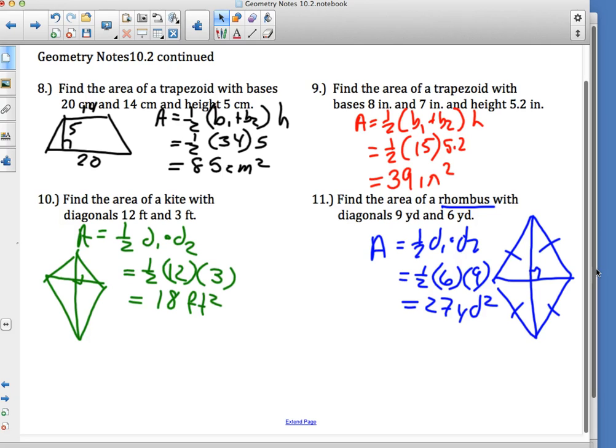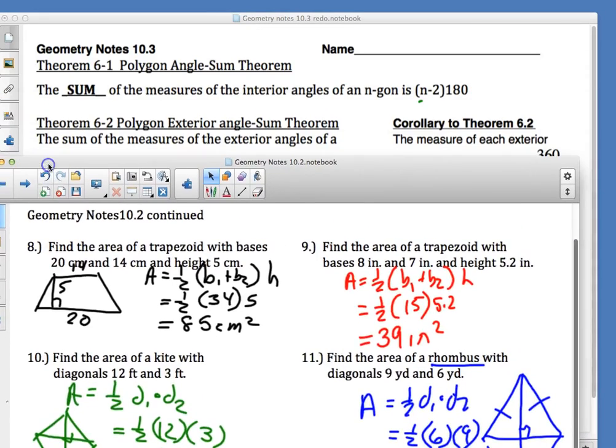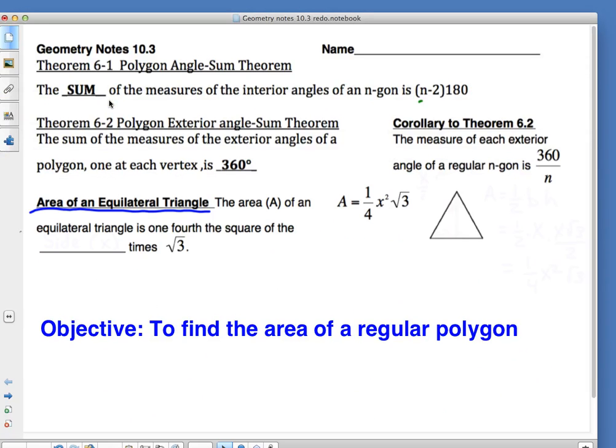Okay, so that's 10-2, that's our warm-up for 10-2. Let's go get after 10-3. Basically what we're doing, we have an objective to find the area of regular polygons, okay? Regular polygons are polygons with all the sides the same and all the interior angles the same.